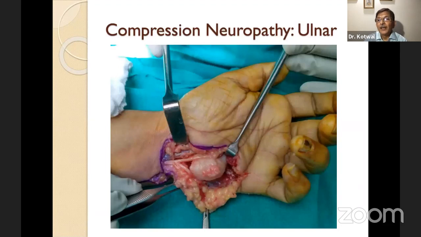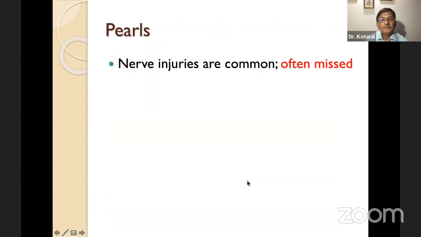Another example of an ulnar nerve compression neuropathy. This patient had a big lipoma sitting in the Guyon's canal. And this is the ulnar nerve, and these are the branches going out. And this ulnar nerve was getting stretched over it. So the lipoma was dissected out. And obviously the compression can now be relieved.